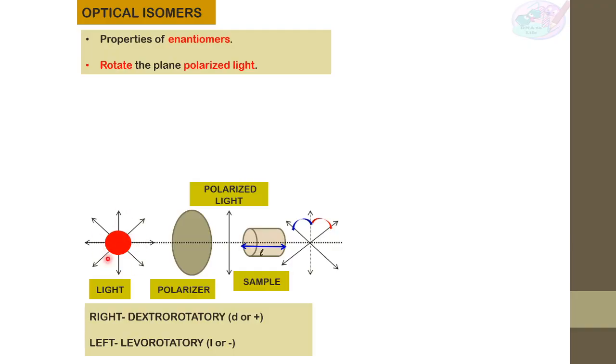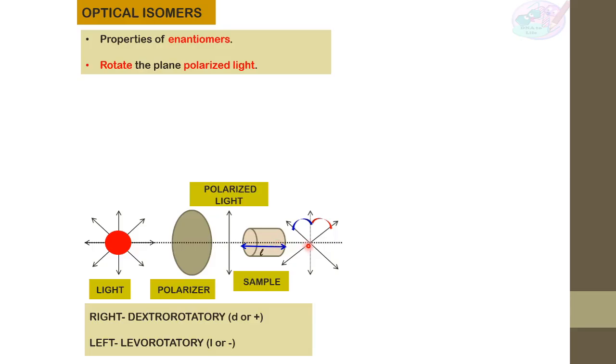Normal light vibrates in all directions, but when you pass this light through a polarizer, it converts the vibration of light into only one direction. It allows only the light which vibrates in one direction to pass, and this light is called plane polarized light. Now if you pass this plane polarized light through a sugar solution, this sugar solution will rotate the plane polarized light either toward the right, or you can say clockwise direction, or toward the left, that means anti-clockwise direction.